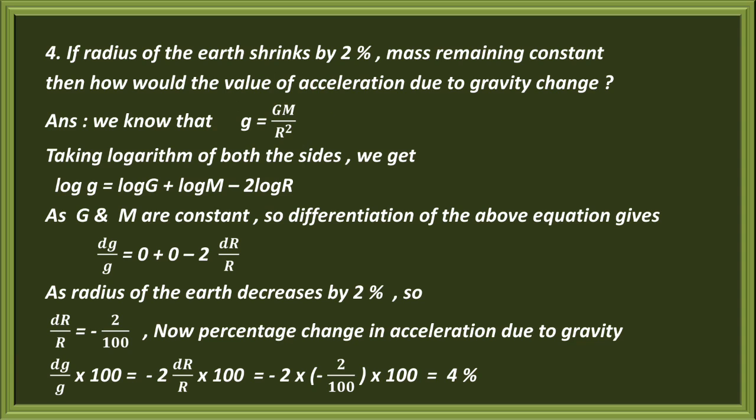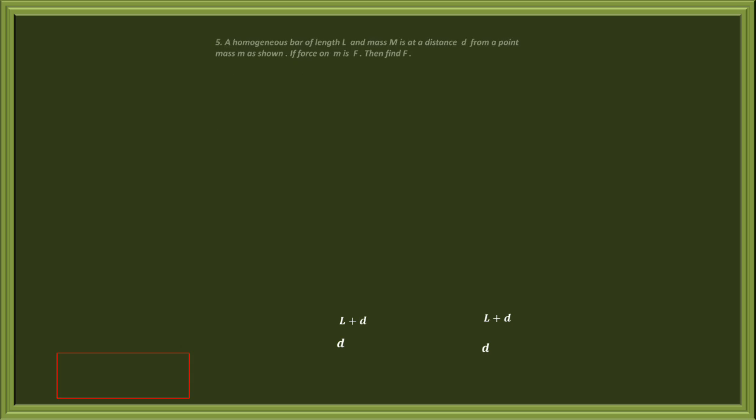Now the percentage change in acceleration due to gravity can be written as dg by g into 100 equal to minus 2 into dr by r into 100, which is 4%. This is the answer. Question 5.